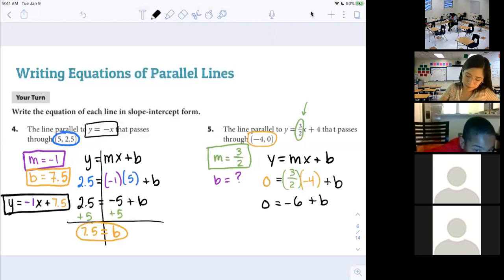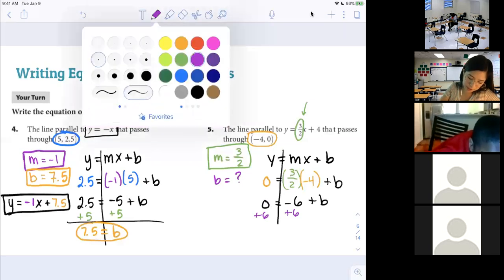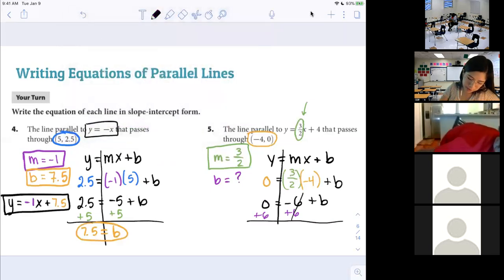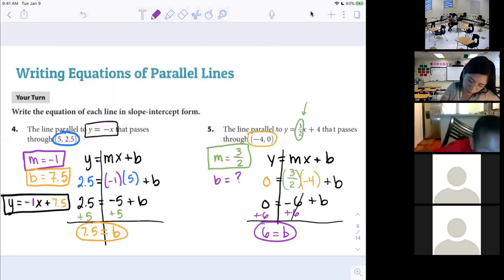And finally, to get my b all alone, what do I do to both sides? Add 6. 0 plus 6 is 6. So b equals 6. All right. Finally, now I have all the information I need. I have my slope. I have my y-intercept. Who can tell me the full equation now?